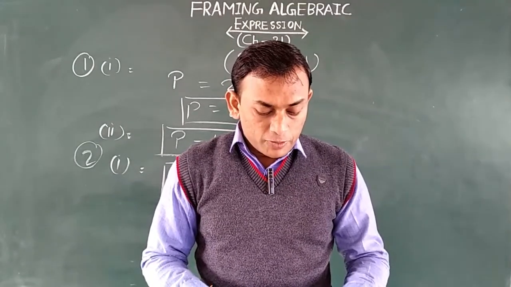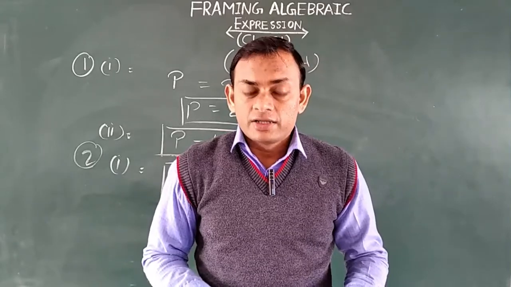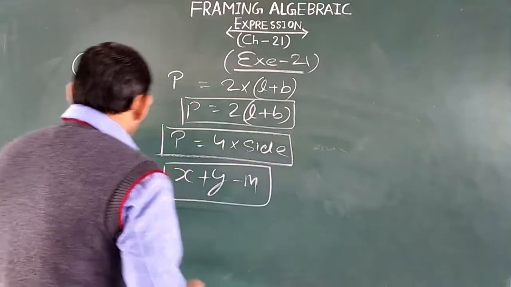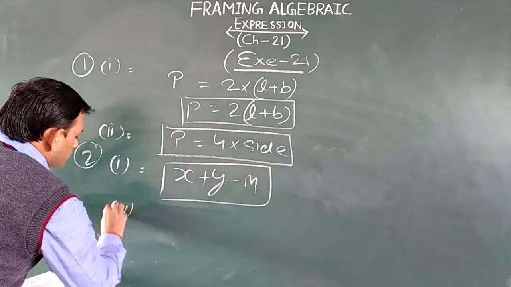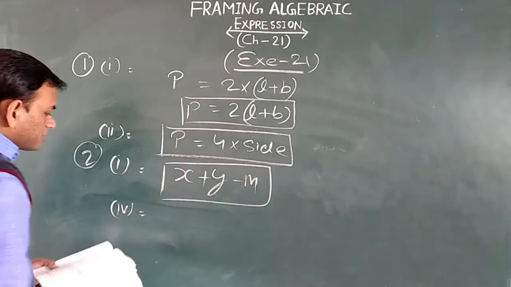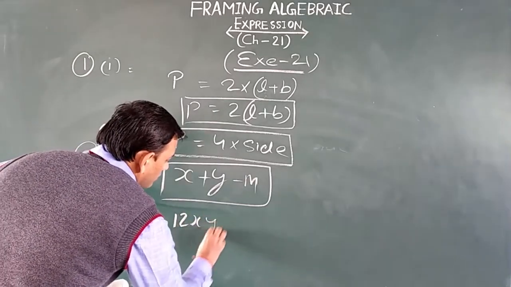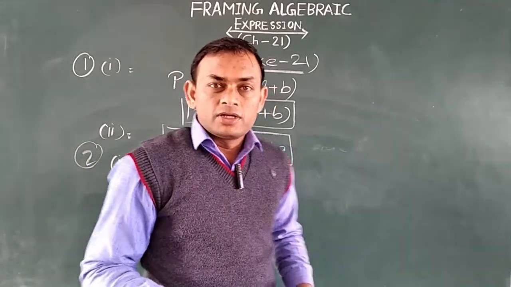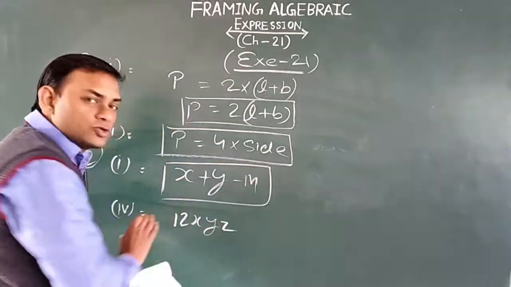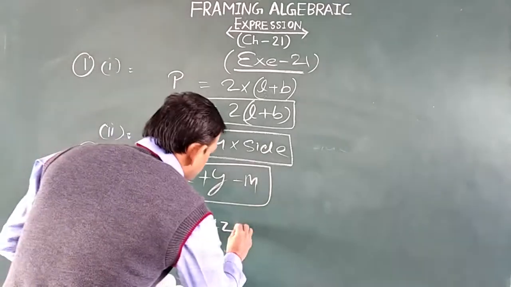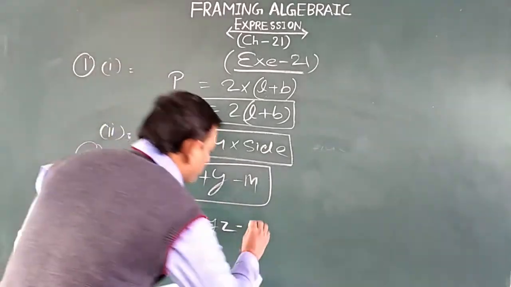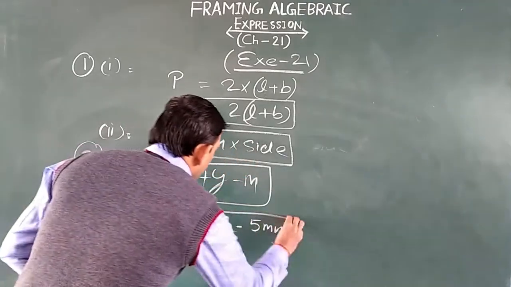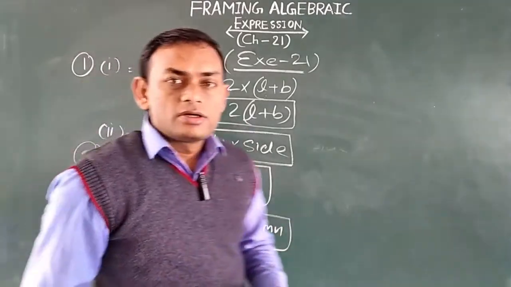This question is saying the product of 12 x, y and z minus the product of 5 m, n. Okay. So what you have to do? This is the fourth part of the question number 2. Product of 12 x, y and z. I told you how to find the product of the constant and variable. You will just write all these things together, minus the product of 5 m, n. Okay. So this is the answer of this question.